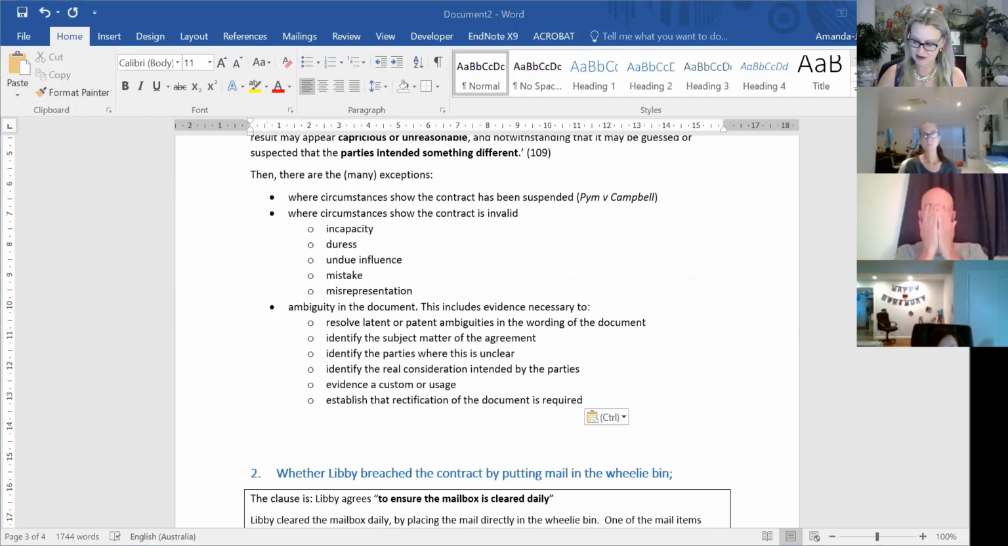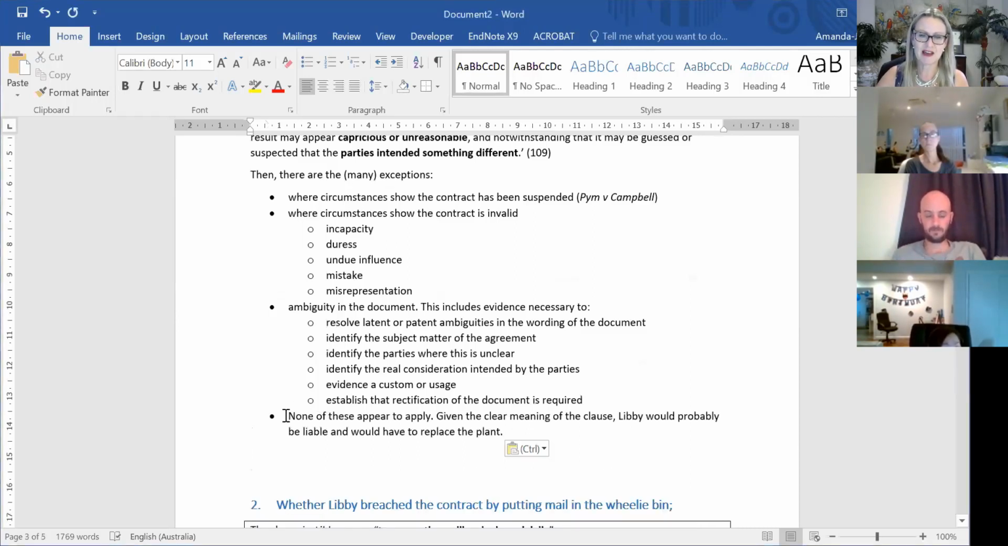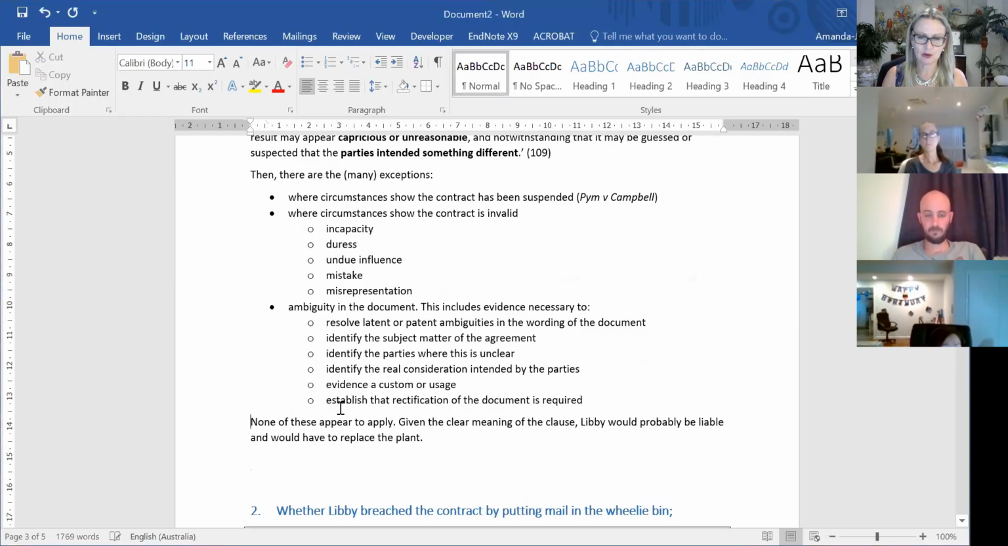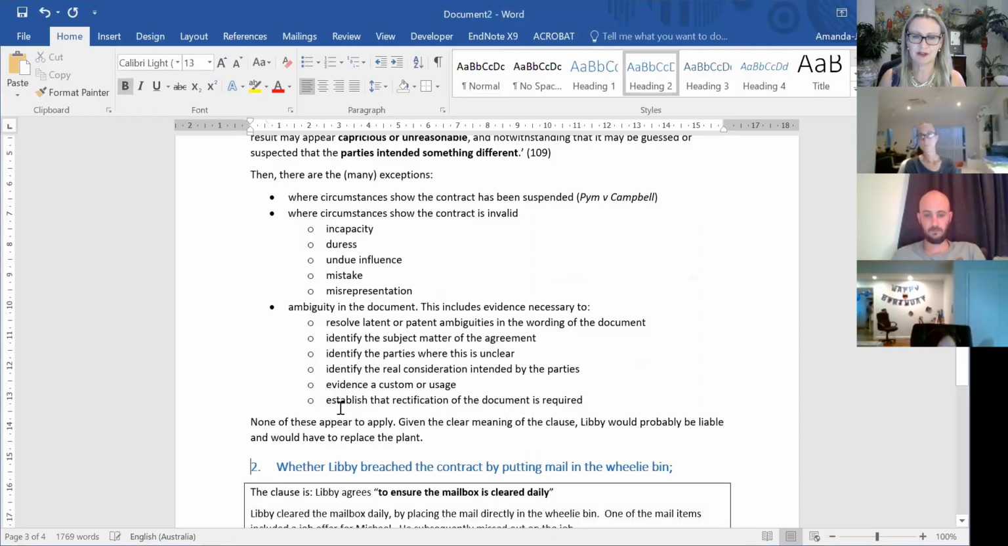If we take the most favourable construction of that clause, it seems to me, I think at least, arguably clear on its face, and I think that if the court accepted that in Michael's favour, and bearing in mind Michael's your client, then I think Libby would probably be liable. Okay?